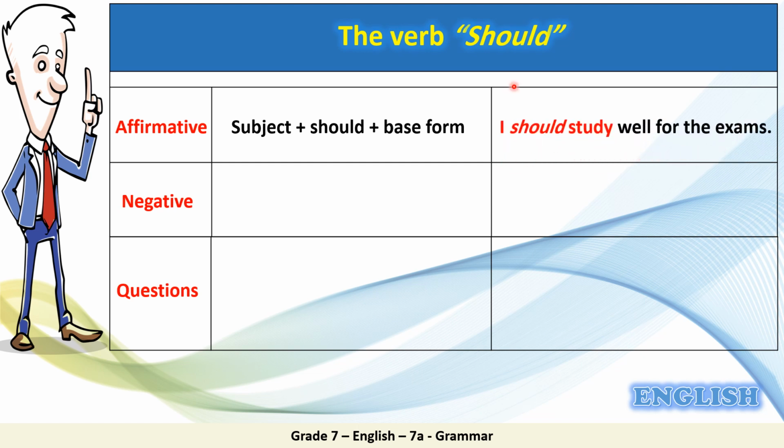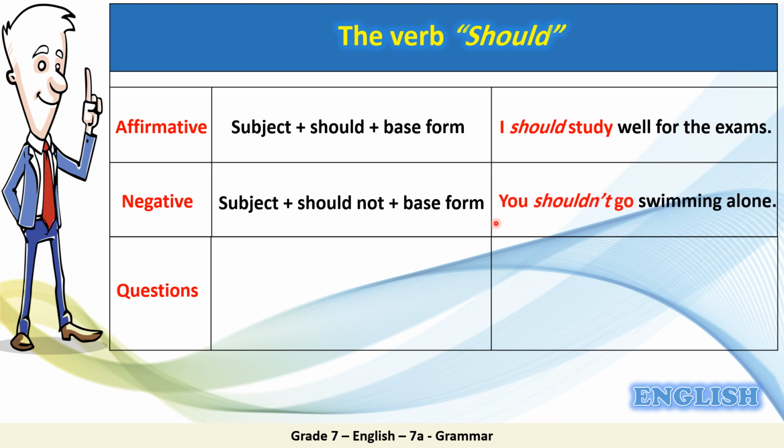I should study well for the exams. You note here that the subject I is followed by should, and should is followed by the base form of the verb study. What about the negative form? In the negative form, the subject is followed by shouldn't, should not. And again, shouldn't is followed by the base form of the verb. Let's study the following example. You shouldn't go swimming alone. You note here that the subject you is followed by shouldn't, and shouldn't is followed by the base form of the verb go.